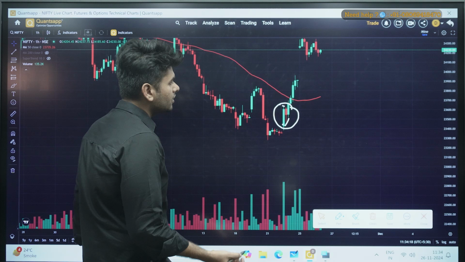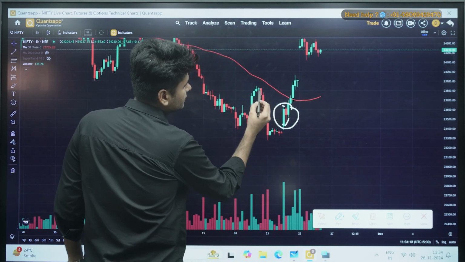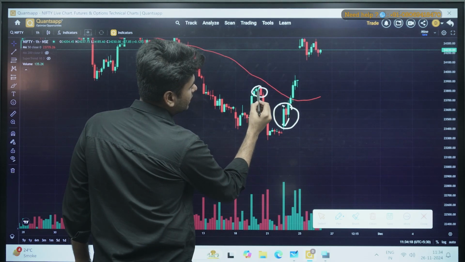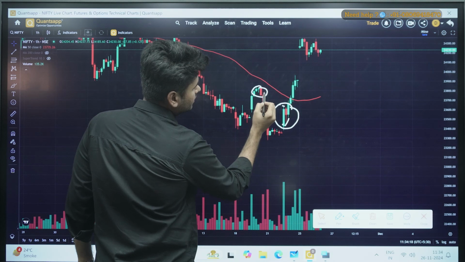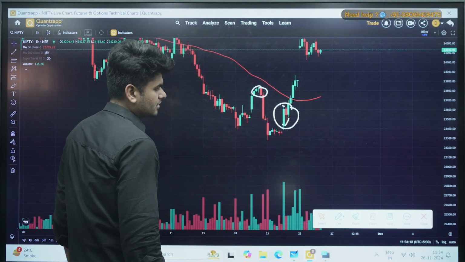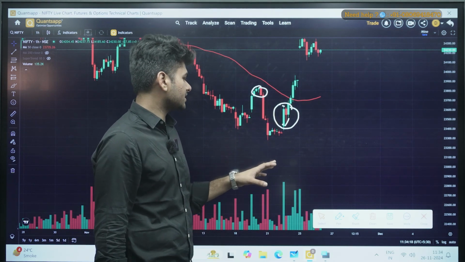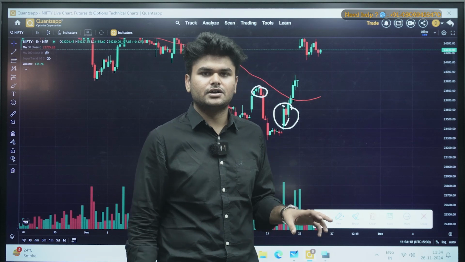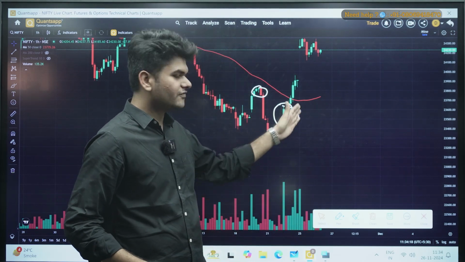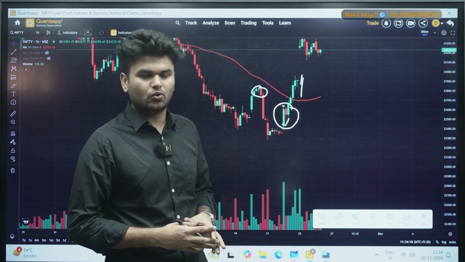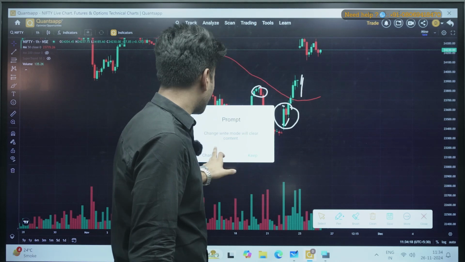And if we talk about an evening star, again you can see the evening star here. There is a green candle, it made a high, and from here we are seeing a reversal happening. This way you can read the candlestick patterns and identify which side the price can go. Okay, let's take Bank Nifty also.